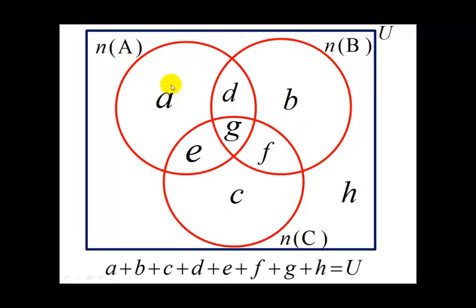So A is only Agric, B is only Biology, C is only Chemistry, D is only Agric and Biology, E is only Agric and Chemistry, F is only Biology and Chemistry, and G represents the region of students who read all the three subjects, that is Agric, Biology, and Chemistry. So take note that when we add all these eight regions, it must be equal to the universal set. So A plus B plus C plus D plus E plus F plus G plus H is equal to U.